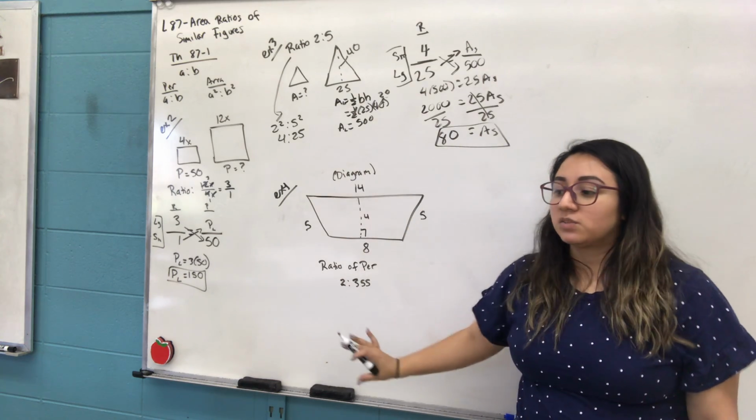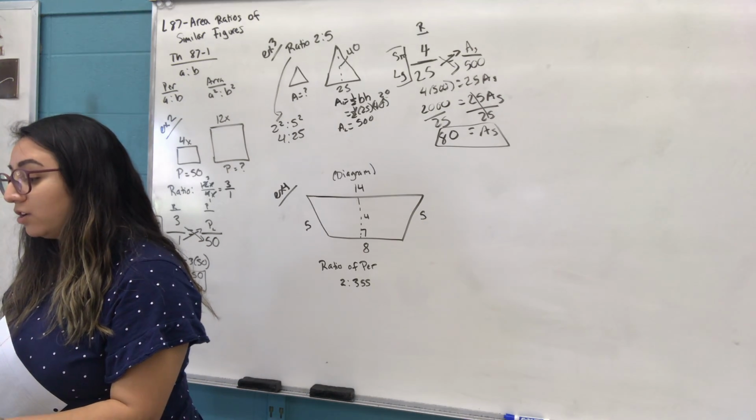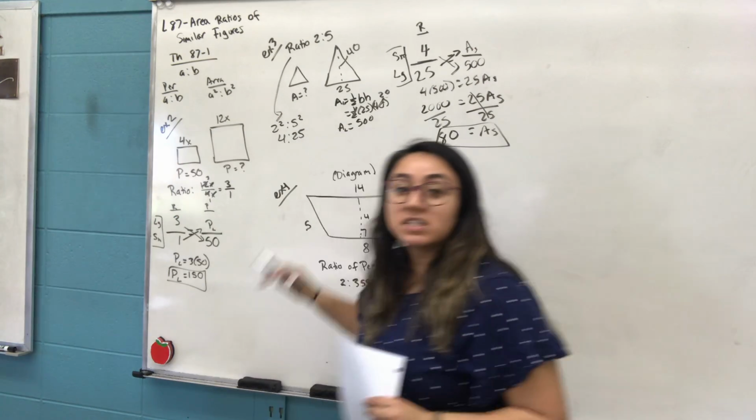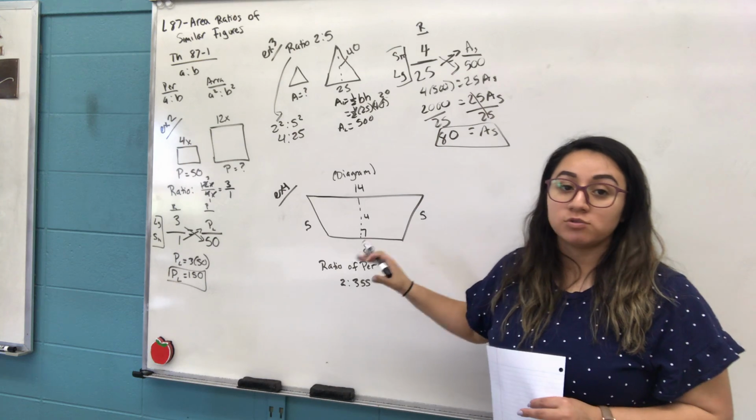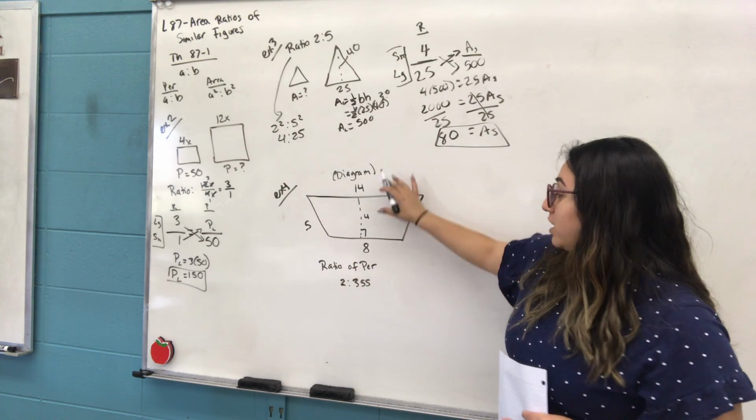Last one, it's a word problem. It looks like we have a trapezoid of a garden. So this is the design of the garden. This is not the actual size of the garden. So this is like a sketch or blueprint of the garden. So here we have the diagram.